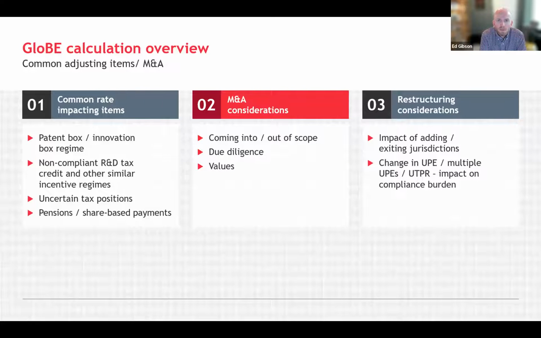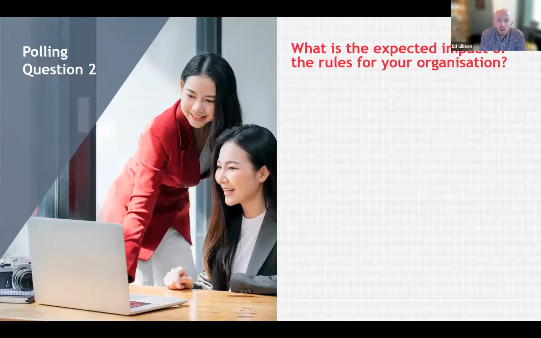Right, so if we then move on to the next slide, we have our second poll question. This one is quite straightforward. What is the expected impact of the rules for your organisation? And similar to last one, we'll just give it a minute or so for everybody to put their answers in on this one.